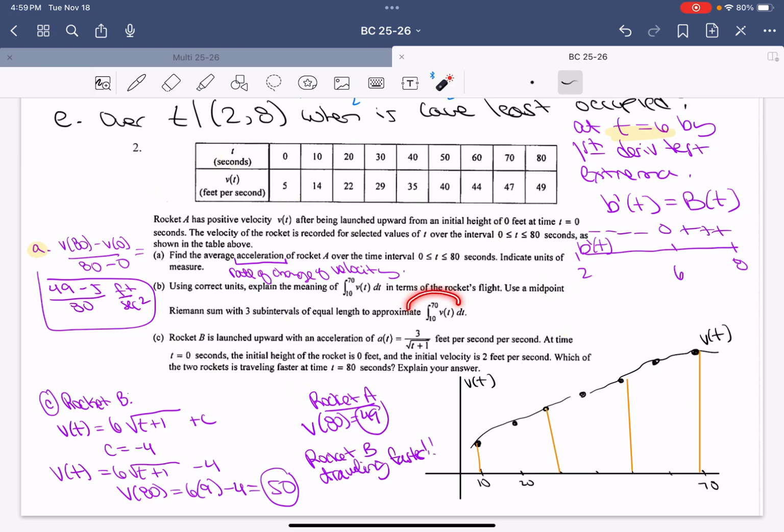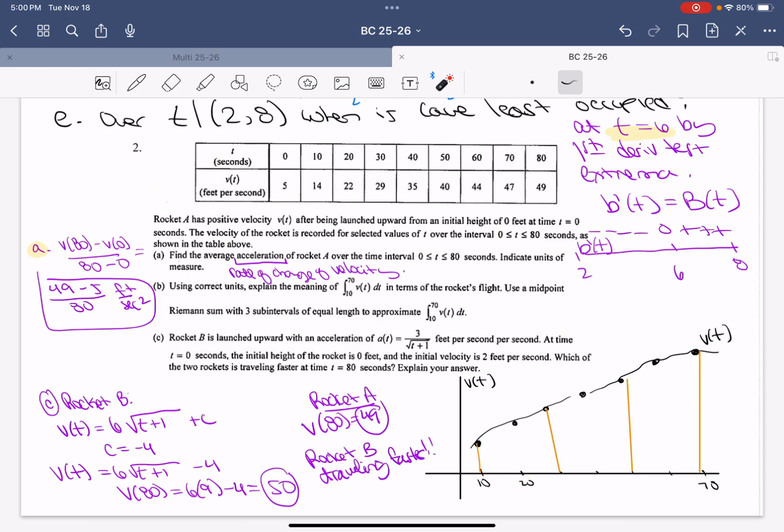So we're going to approximate the definite integral from 10 to 70 of the v of t function. All I did here was sketch the v of t function from 10 to 70 with these dotted points. At 10, this is 14, and then this is 22 at t equals 20. So this is 10, 20, 30, 40, 50, 60, 70. Here are my 1, 2, 3 subintervals, right?